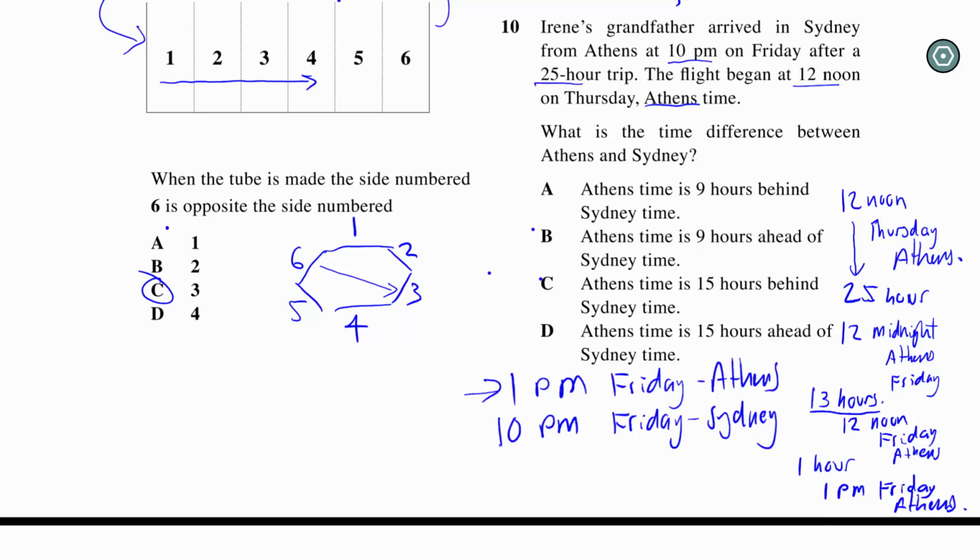So what this means is, when it's 10 p.m. in Sydney, it's 1 p.m. in Athens, which means Athens is actually 9 hours behind. So if we go through the options, Athens time is 9 hours behind Sydney time. The answer is A. So I will leave it there for this lesson.